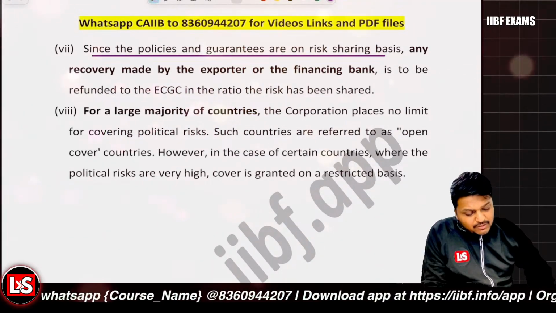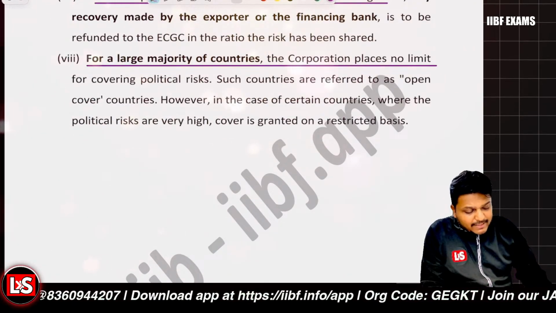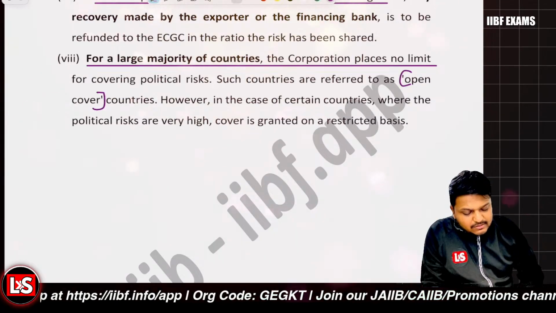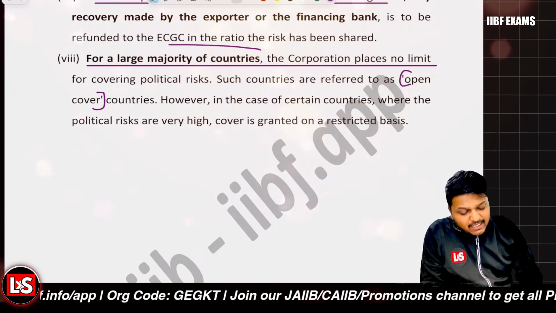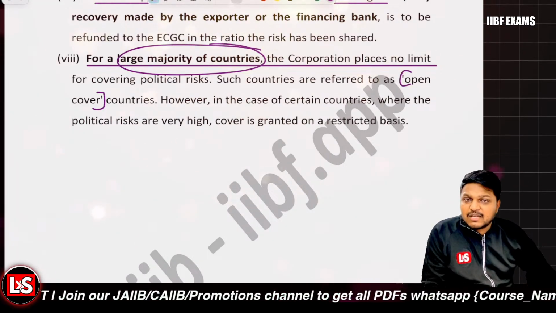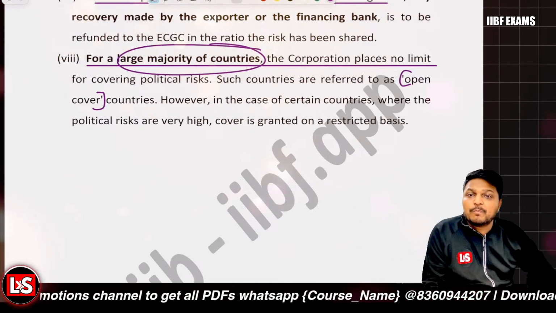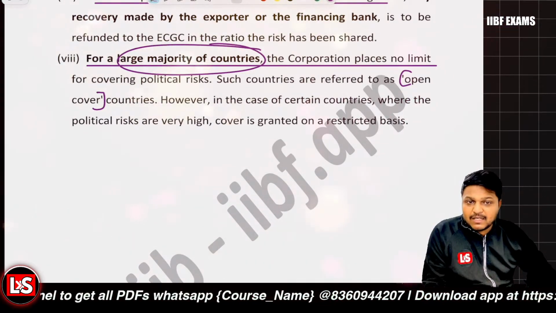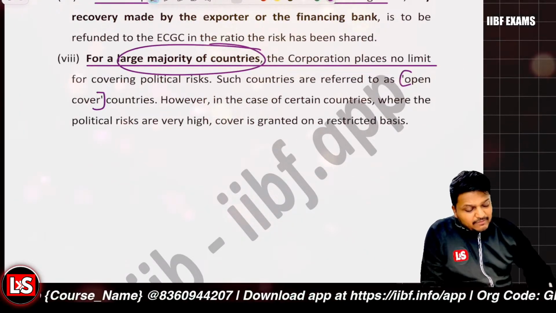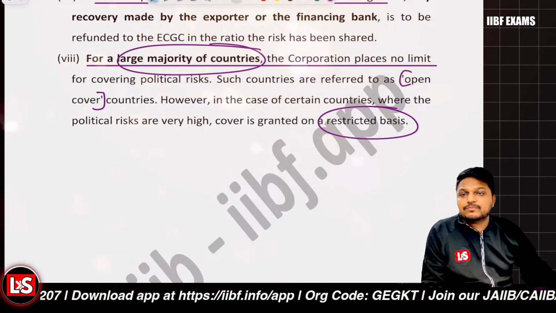And for the majority of the countries, the corporation places no limits so as to cover the political risk, right? And those are said to be the open cover countries. So for a large majority of the countries, the political risk is covered on a 100% basis by the ECGC; those are the open cover countries. But in case the country has very high political risks, the cover can be guaranteed on a restricted basis. The political risk may not be covered 100% in that scenario.